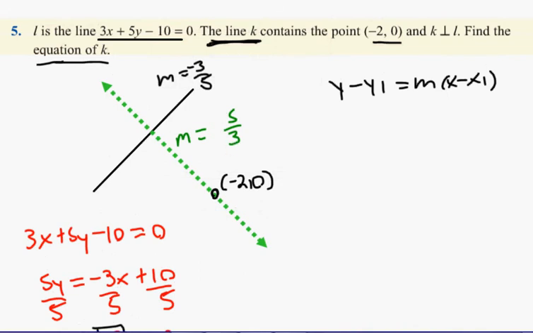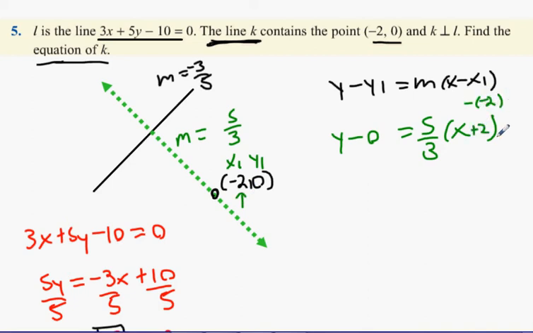So we're going to use that slope in here. We have the slope of the green line. Do we know a point on the green line? We know minus 2 and 0. So we have 5 over 3, and we're going to find the x1 and y1 value. So what's the y1 value? 0. And the x1 value? No, the x1. Minus 2 is plus 2.